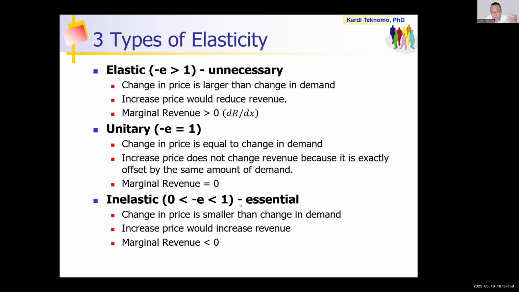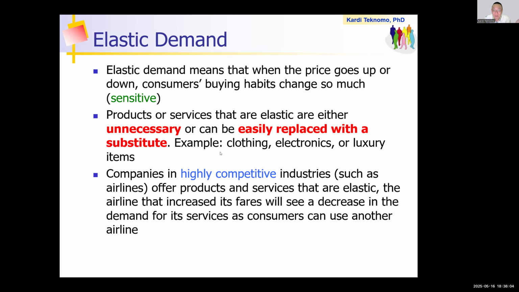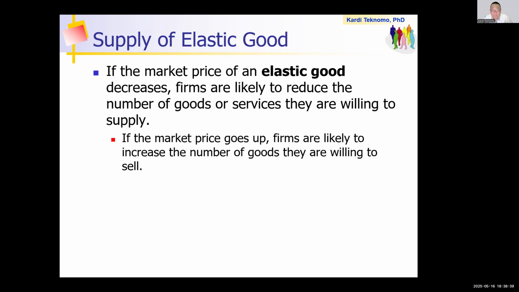So if you know this, then we can compute. Elastic demand means your product or service is actually not necessary, so you can easily replace it with a substitute. If you have very high competition between companies, for example airline industries and so on, then demand is elastic. So if you want to increase the price, the demand reduces so much. Same thing.